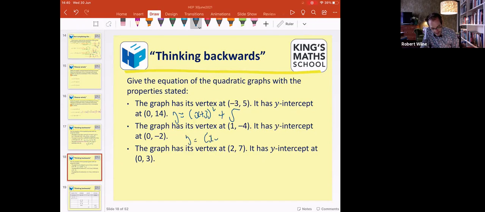So the next one's going to be x subtract 1 squared subtract 4. But unfortunately, that's not correct, because that's got a y-intercept of, what's my y-intercept there? Have I got that? Yes. So that's got a y-intercept of -3, which is not -2.